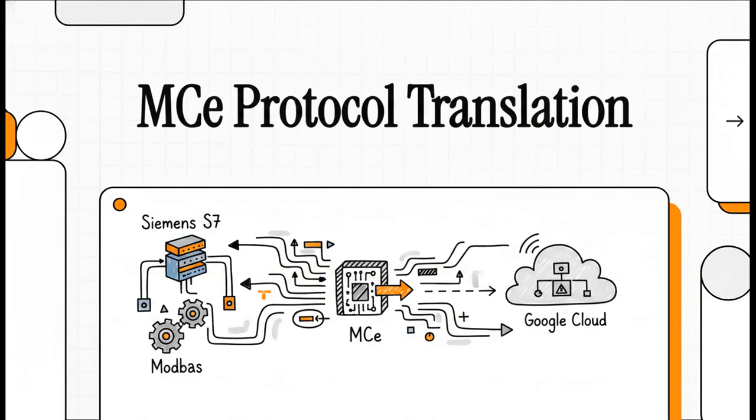All right, let's get right into it. Welcome to this explainer. Today, we're tearing down the mechanics of how we can finally bridge those incredibly complex, totally disconnected factory floor protocols. We're unpacking Google Cloud's Manufacturing Connect Edge, you'll often hear us call it MCE, and we're looking at exactly how it translates legacy systems like Siemens S7 and Modbus straight into modern unified data streams.